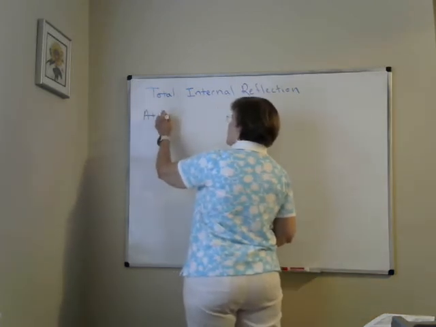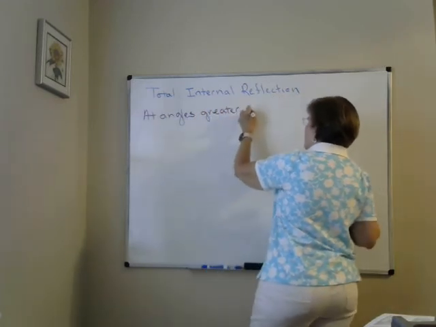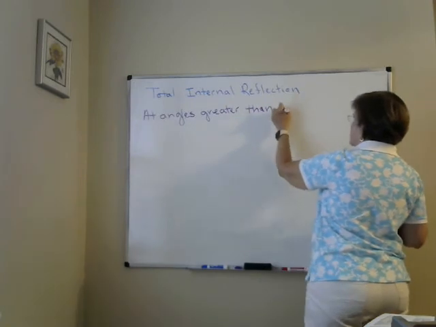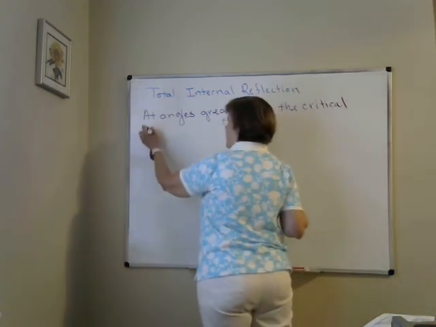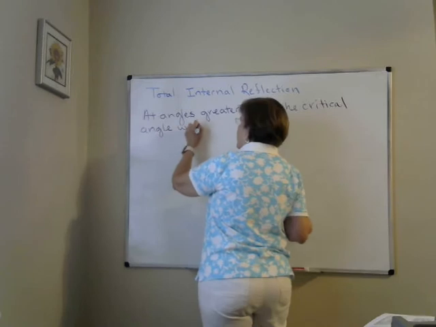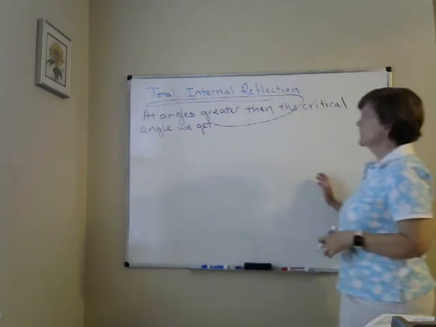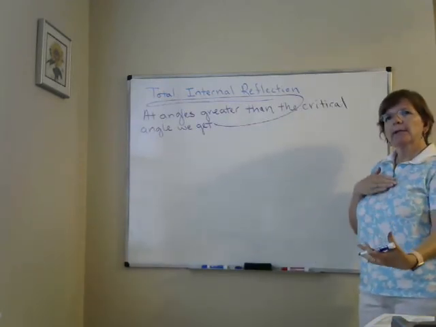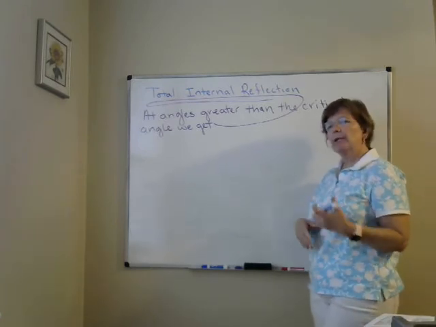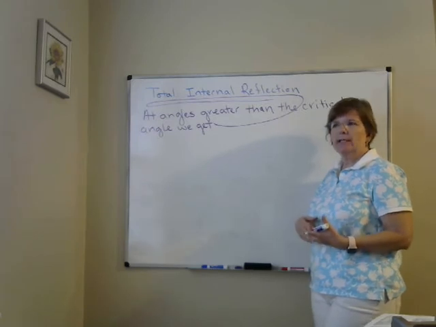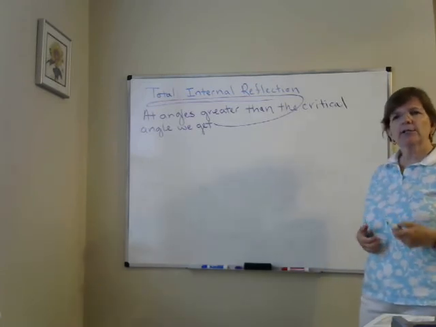Okay, let's remember, at angles greater than the critical angle, we get total internal reflection. So for some types of glass, the critical angle is usually about 41, 42, 43 degrees. So if light is incident at an angle that's bigger than, say, 42 degrees, you get total internal reflection.